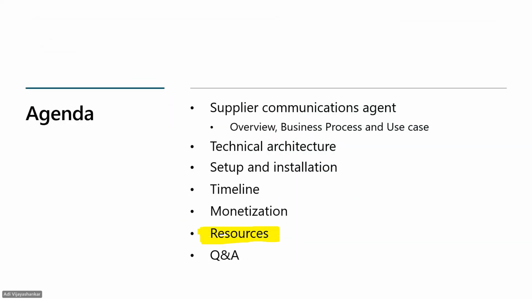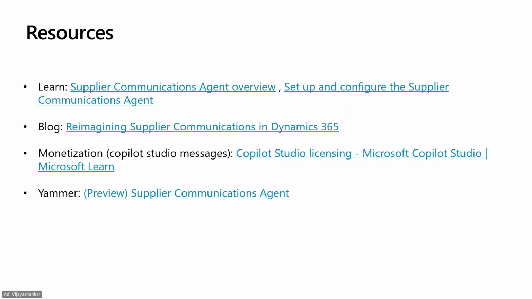And now we have the resources. You have the Learn for all the documentation on the Supplier Communications Agent and the specific instructions for setup and configuring the agent. We also have a blog that you can just use for sharing quickly. If you want to share about the agent with your colleagues, it contains some pictures, high level of what we see today. In details, what I just explained about the monetization and the Copilot Studio messages, you will find on the Copilot Studio Learn. And then if you want to keep updated about the supplier communications agent, new things that we do, post questions, issues that you may be facing, use our Yammer.